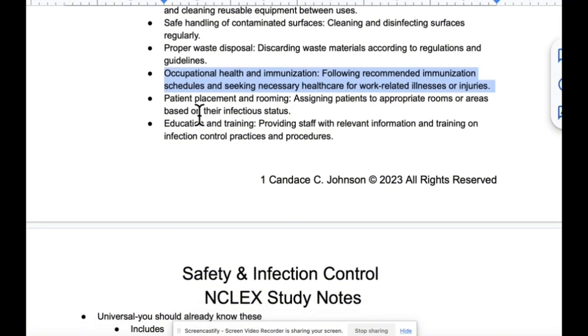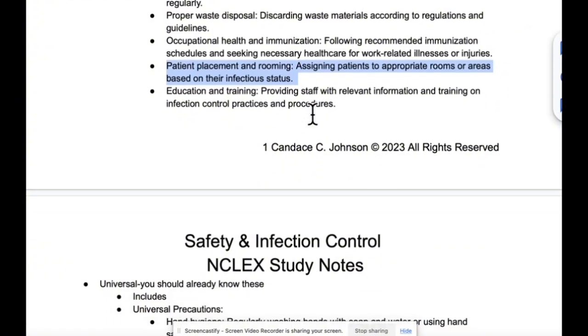All right, patient placement and rooming. Is your patient ill with a communicable disease, and can they cohabitate or be co-assigned a room with a client who has a communicable disease? Well, depending on the scenario, yes, they can, right? But we'll talk about that a little bit more in a moment.